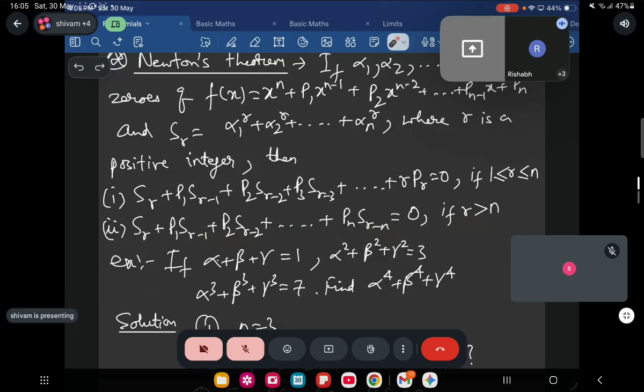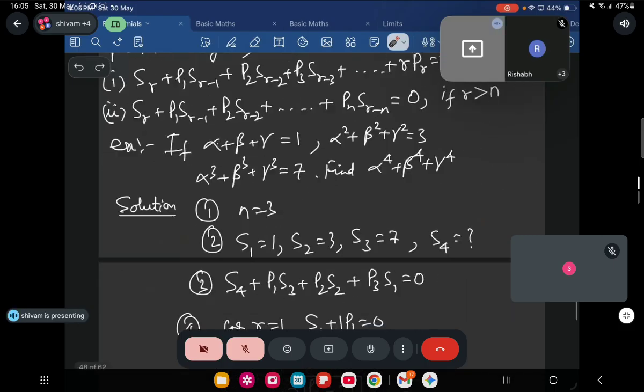Yes, sir. Next, remember over here S0 is not defined. Actually, S0 is defined, but only if all the zeros of the polynomial are non-zero. But we'll just consider that S0 is not defined. S0, S(-1), they are not defined, so you cannot go up to S0. Is it clear? Tell me.